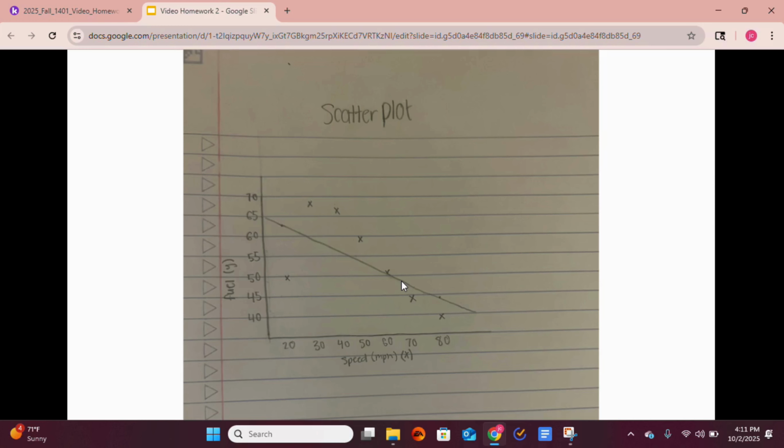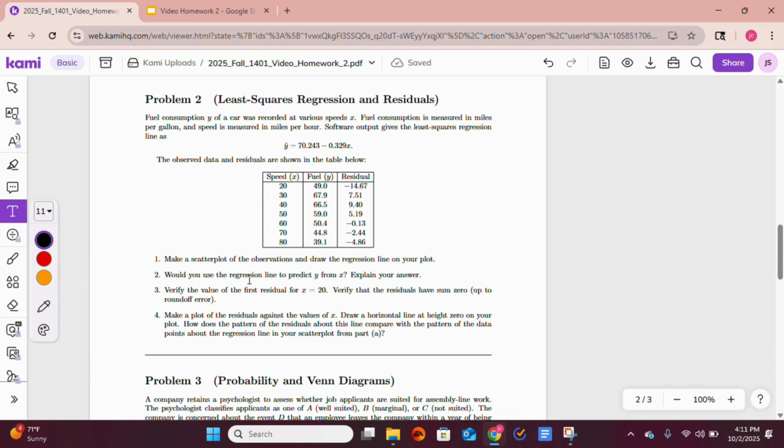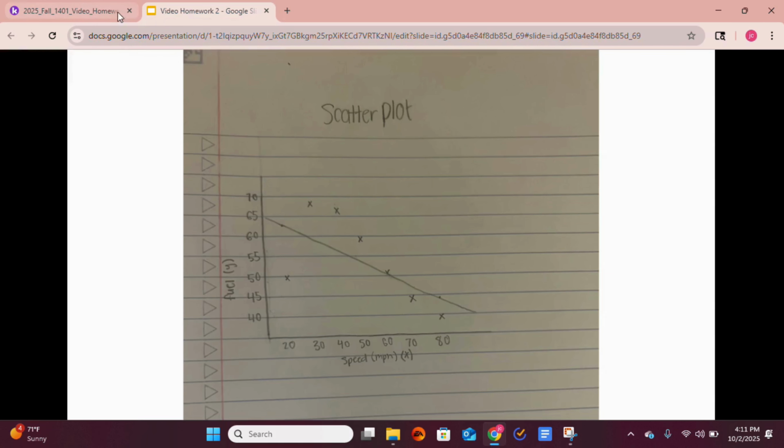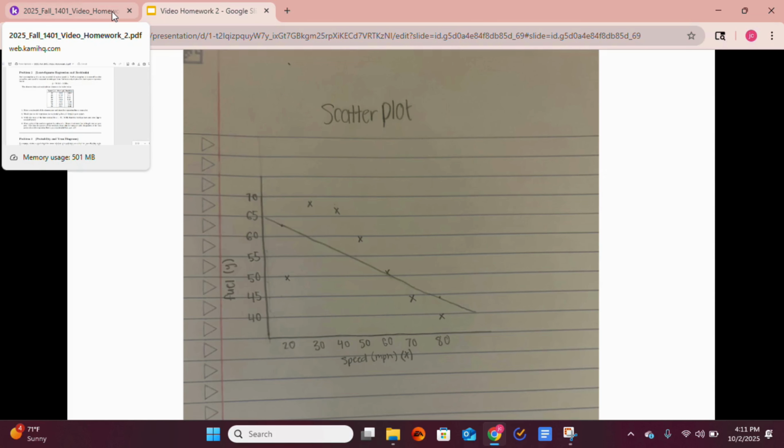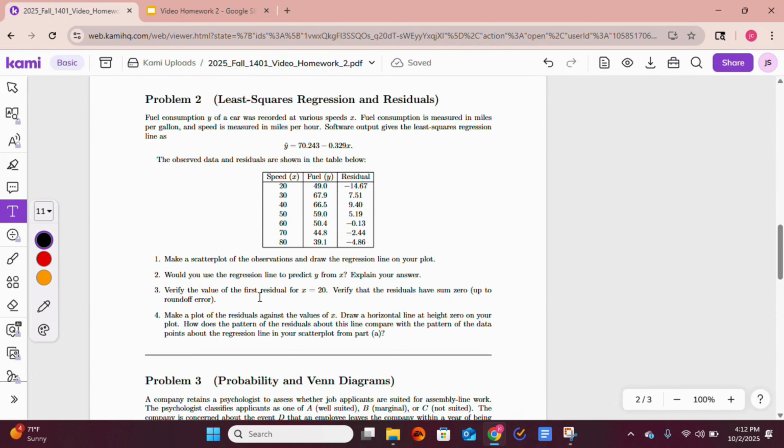Now that we've made our scatter plot, we can go to question 2, which asks, would you use the regression line to predict y from x and explain your answer? My answer would be yes, but with caution. Since the data points are not too far from the regression line, as we can see, using it to predict y from x would give a pretty good estimate. However, going too far outside the range of data, like 5 or 120 miles per hour, the estimates wouldn't be as accurate.